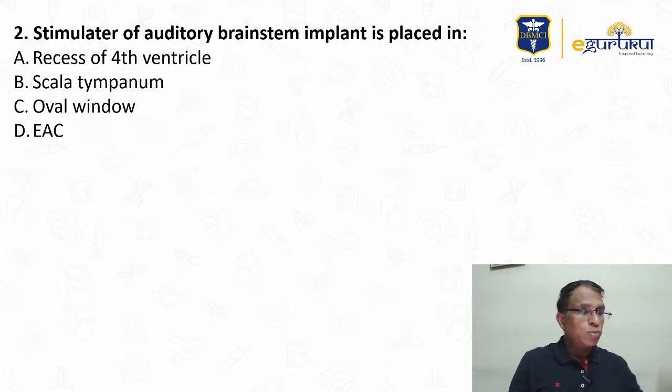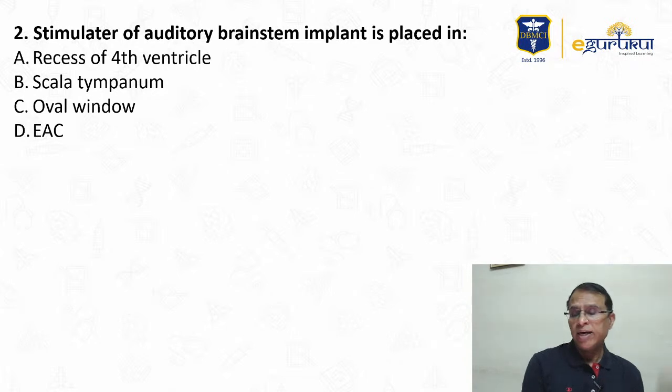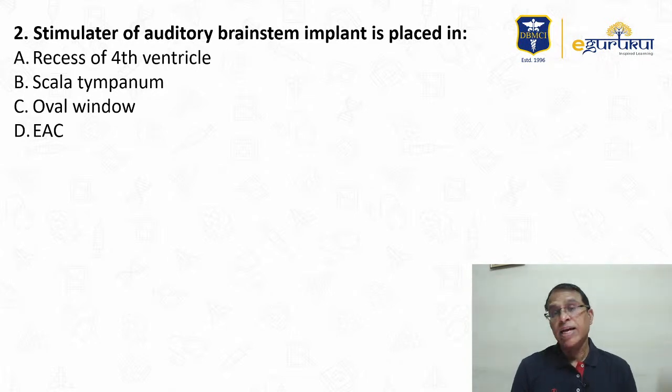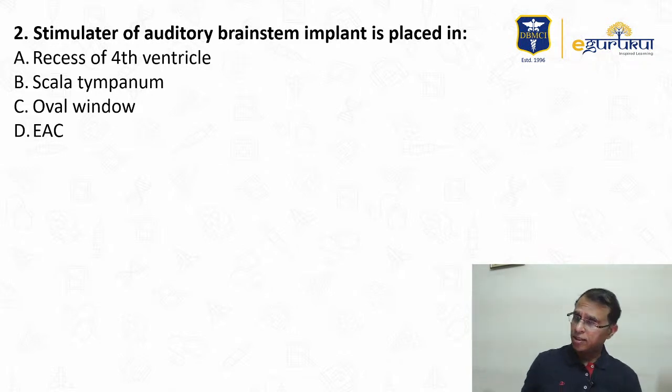Okay, the stimulator of the auditory brainstem implant is placed in: recess of the fourth ventricle, scala tympani, oval window, external auditory canal. The choices are not good, and therefore you will be able to pick up. The choices should have been better. These are very simple choices. So even if you don't know the answer, if you use your logic, you can crack this question.